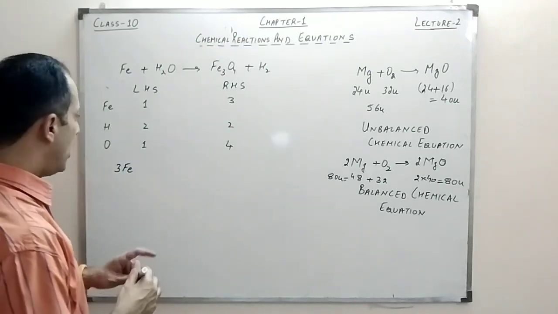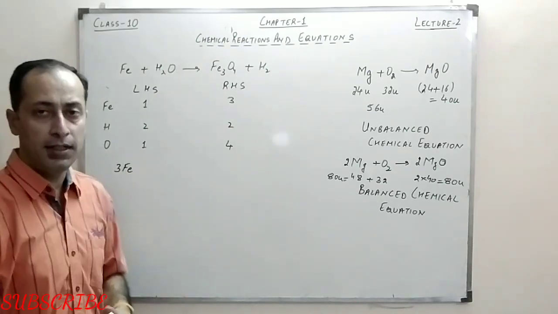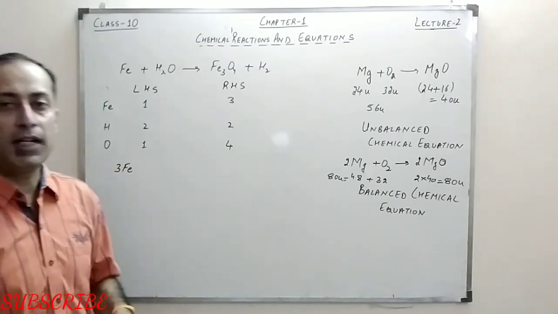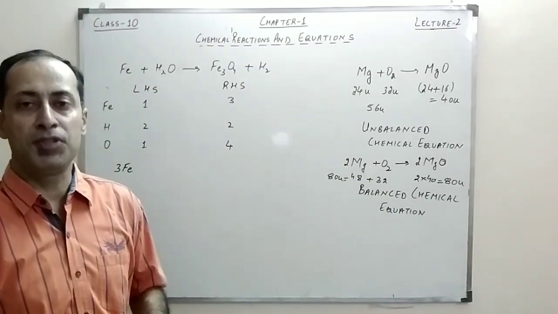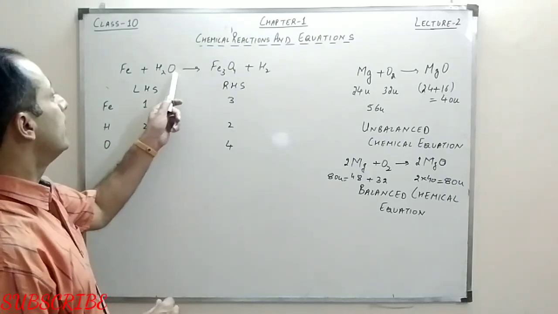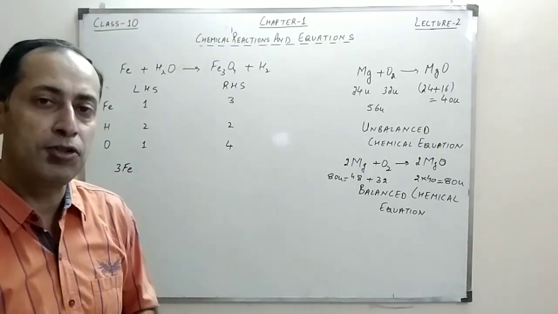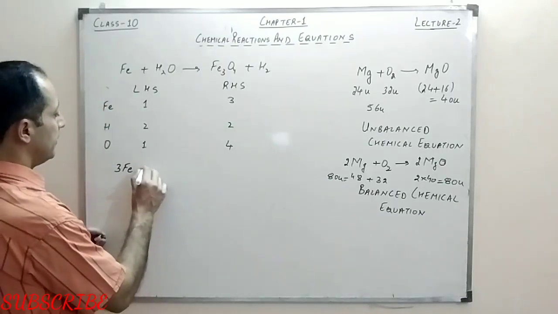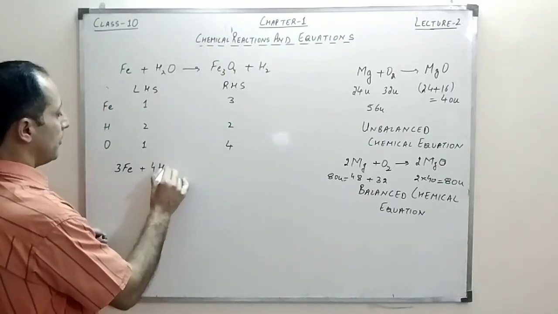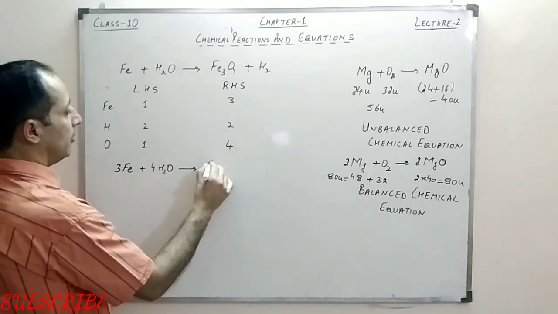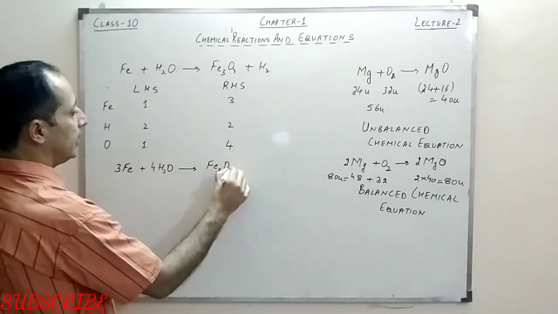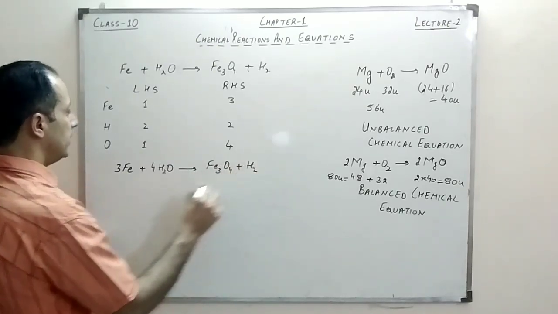Right? Now, how can I balance oxygen? This is 4 here and this is 1 here. So I will have to multiply oxygen by 4. But I can't write 4 here, so I will write 4 in front of H2O. It means I will write 4H2O. Next, on the right side we have not done anything, so the equation remains the same. There will be no change.